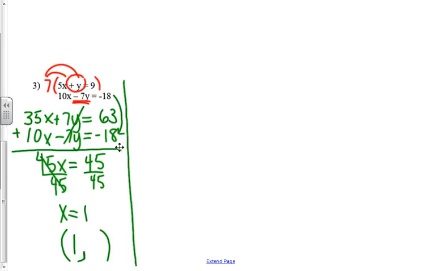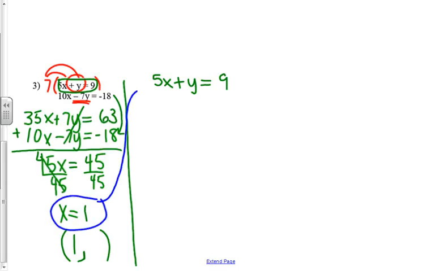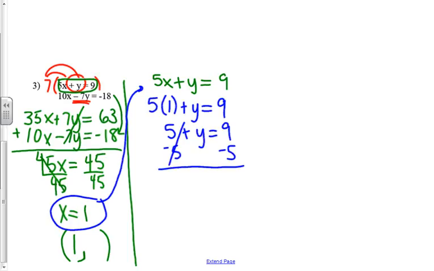1, comma, something. So now we're going to go back. We're going to take the original equation. We're going to write down 5x plus y equals 9. But now we know our x from down here is 1. So we're going to come up here and plug in the x of 1. So 5 times 1 plus y equals 9. 5 plus y equals 9. Subtract 5 from both sides. And y equals 4. So now I can substitute my y back in here. So my coordinate is 1, comma, 4.